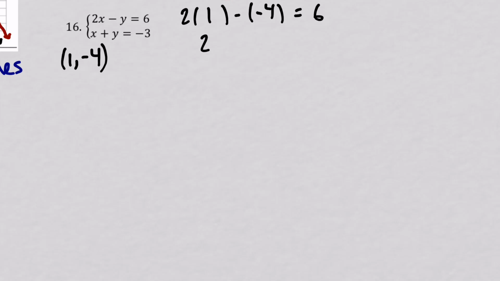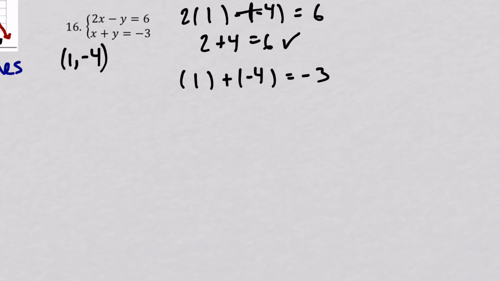2 times 1 is 2, minus negative 4 turns into plus 4, right here, equals 6. And you can see that this is true. 2 plus 4 is equal to 6. Check the other one. x plus y equals negative 3. x is 1, y is negative 4. 1 minus 4 is equal to negative 3. And again, you can see that that's also true. 1 minus 4 is negative 3. Therefore, that is the correct solution.